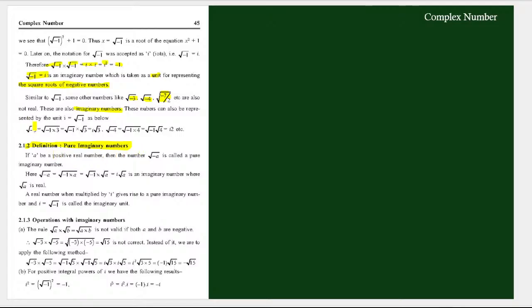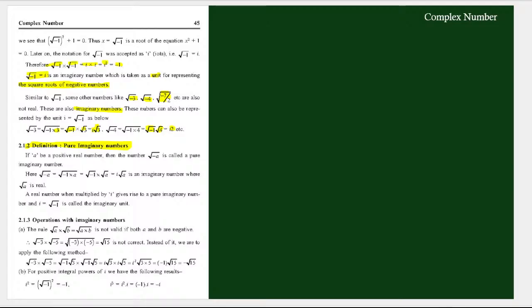So you see here, root over minus 3, it is what? Minus 1 into 3. 3 is your real number. So root over minus 1 into root 3 became i root 3. Similarly, you see, root over minus 1 into 4. Root over minus 1 is what? i. Then square root of 4 is what? 2. So it becomes 2i. Clear? So now let's define the imaginary number.